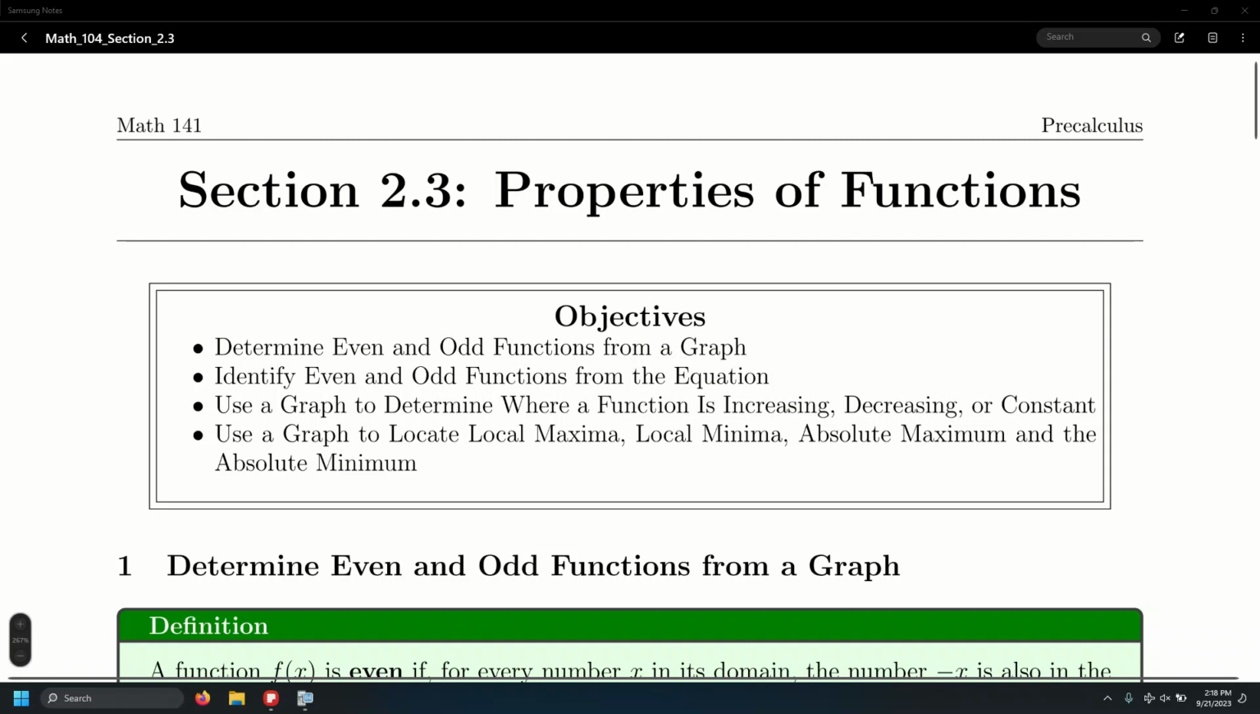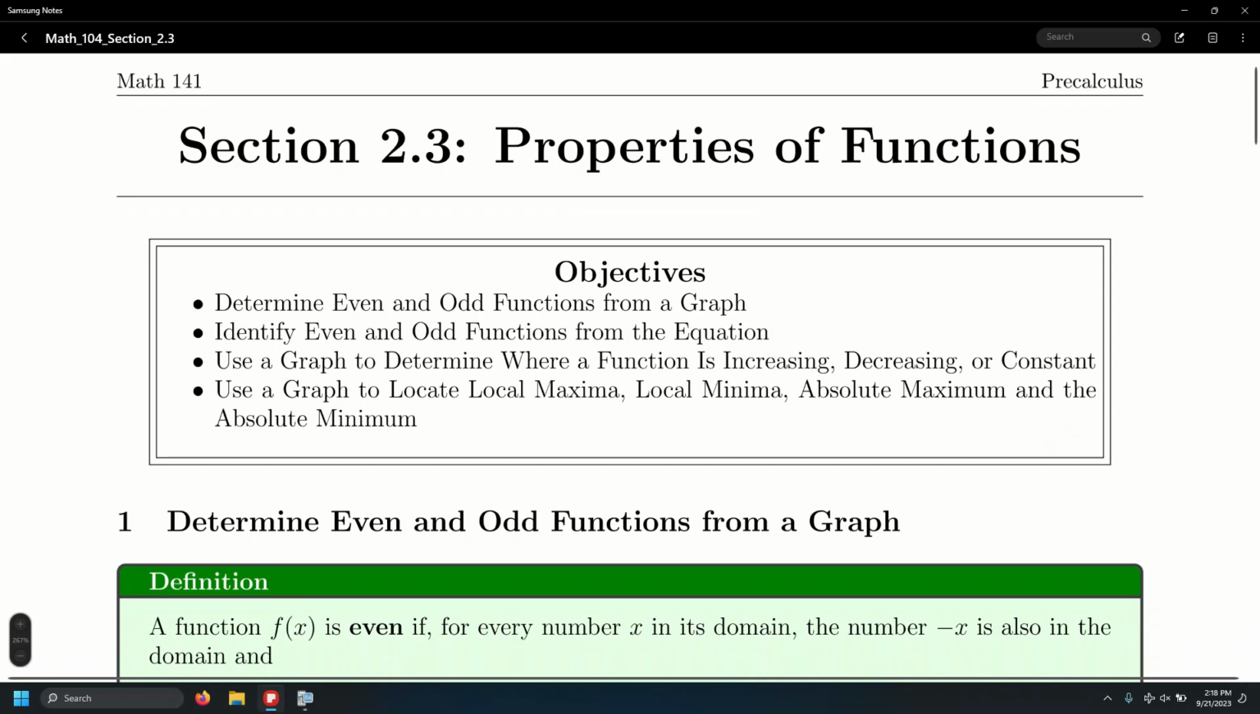So section 2.3, properties of functions. So what are we going to do here? Well, number one, we're going to determine whether a function is even or odd or maybe neither. Identify them from equations and identify them from a graph. And then we're going to get more properties or more information out of a graph of a function. That is, to determine where a function increases, decreases, or remains constant, flat.